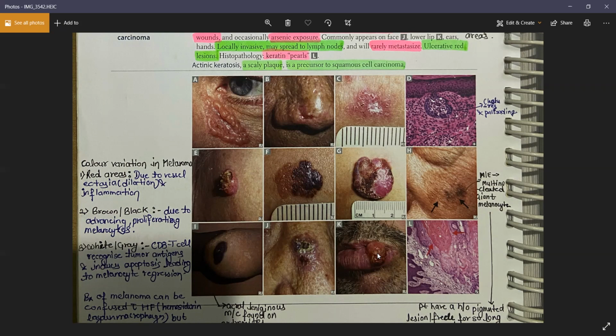And what will you find on the biopsy of the patient with actinic keratosis? Dysplastic cells. Of course, you will find dysplastic cells in any tumor. What other thing specific for it? Parakeratosis. Okay, don't forget that. You will get parakeratosis in actinic keratosis. Okay, very important to note.